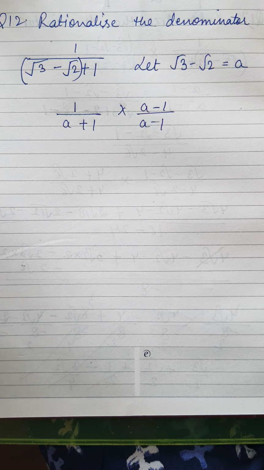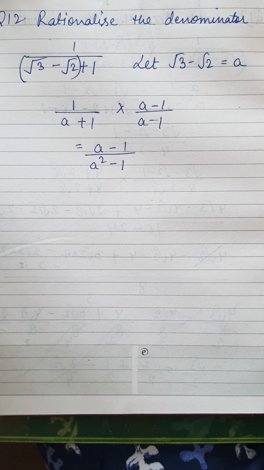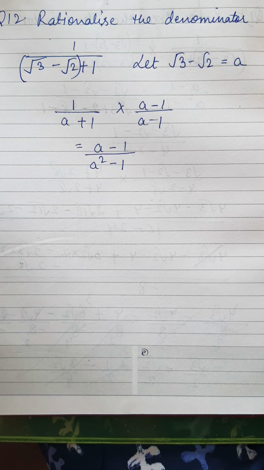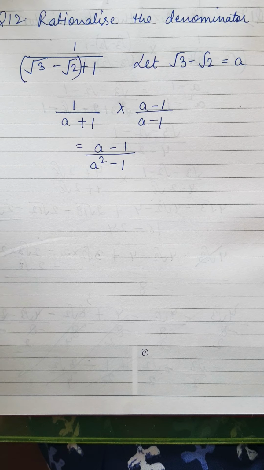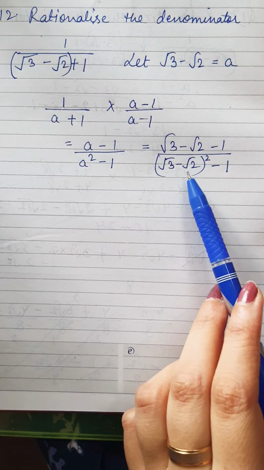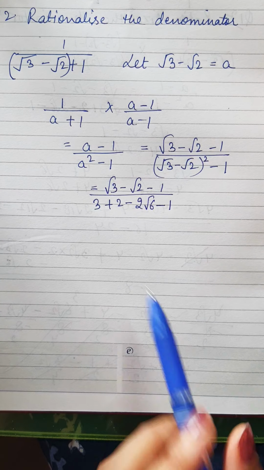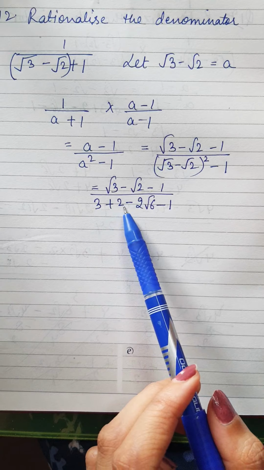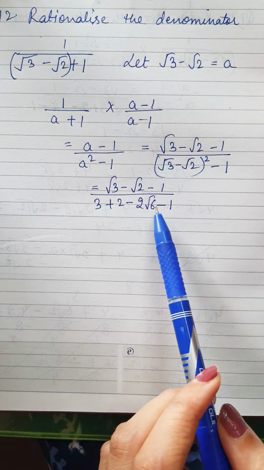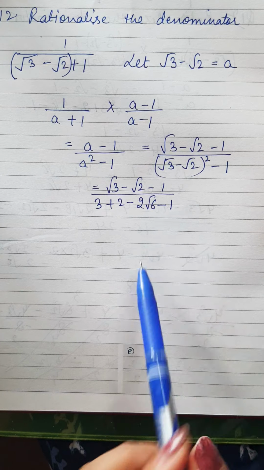Now when I multiply, I will get a minus 1 upon a square minus 1 according to the identity. Now I will substitute back the value of a. Now there will be no confusion at all. Now all I need is to open this identity for simplification. So this is a square plus b square minus 2 into a into b. So root 3 into root 2 will be root 6, then minus 1 from here.